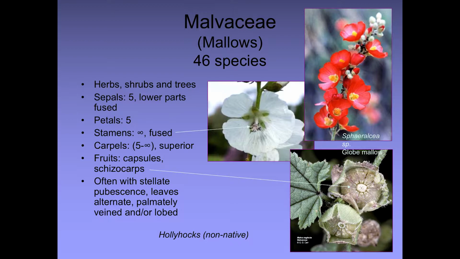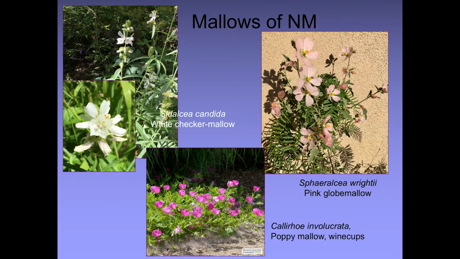Oh, that's cool. And here's some more mallows. There's a white checker mallow, Sidalcea. And then there's a pink globe mallow. There was an orange one on the first picture. And then another common one that grows great in gardens, and it is a native, is the Callirhoe, poppy mallow or wine cups. And an interesting little factoid, the original marsh mallow was Althaea officinalis, which we don't have in New Mexico, and those roots were used to make the candy we now know as marshmallow.